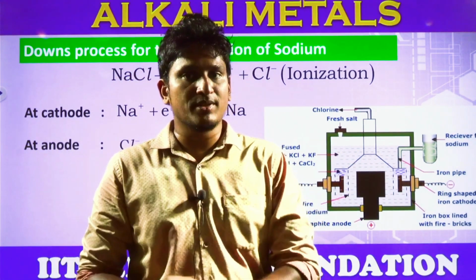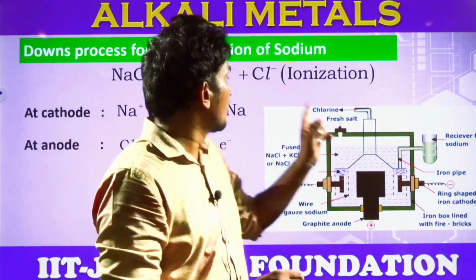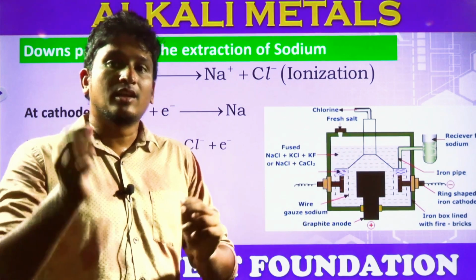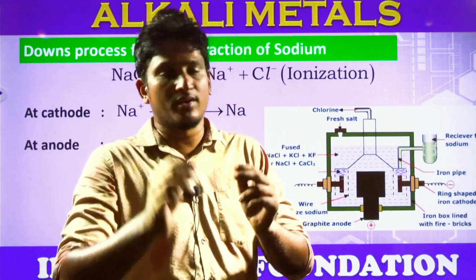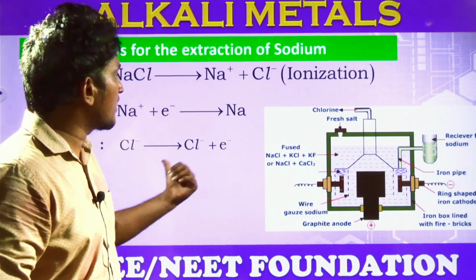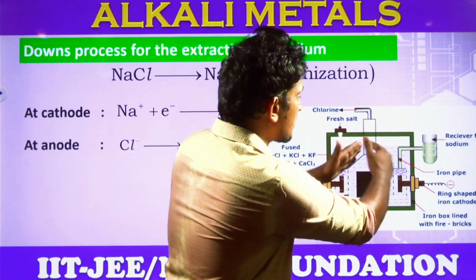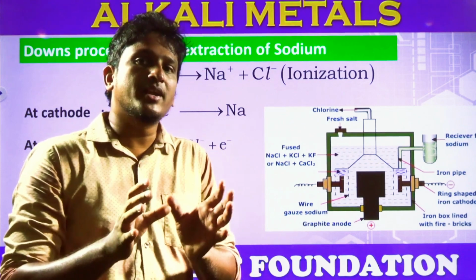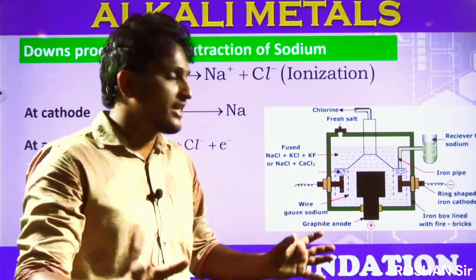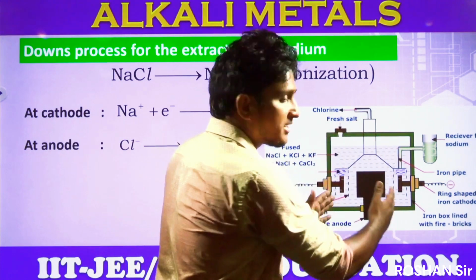And there what happens, students? Na plus ion gains an electron and becomes a sodium atom, and chloride ion loses an electron and becomes a chlorine radical, and chlorine radicals combine to form chlorine gas. You can see there is some dome shaped arrangement here. Why? Because the separated sodium and chlorine at these high temperatures may react again. So to separate them, this particular arrangement was given.